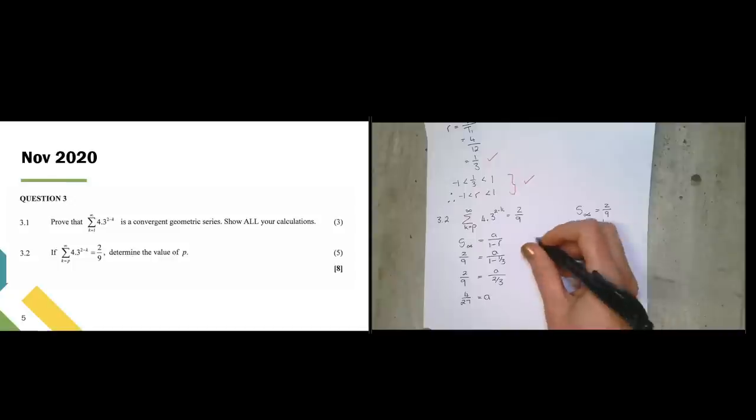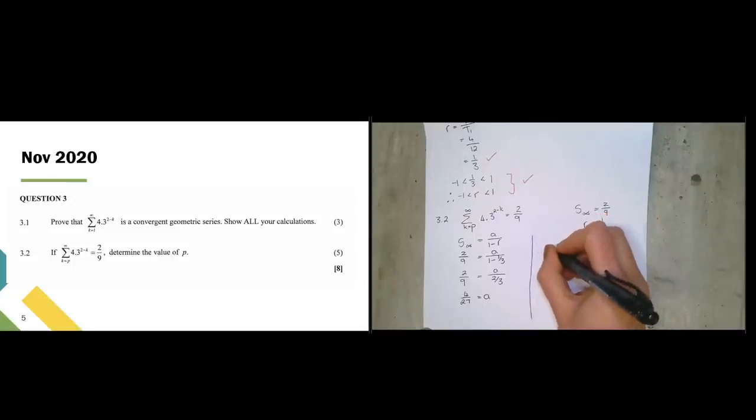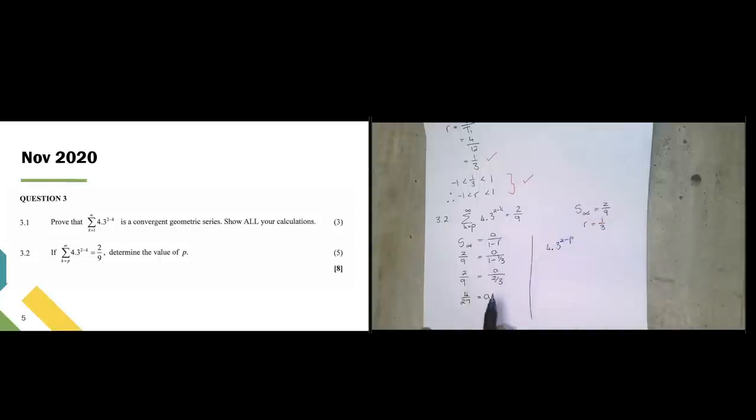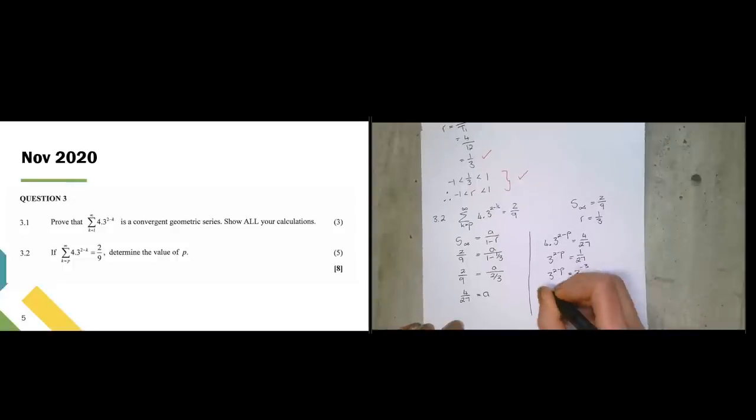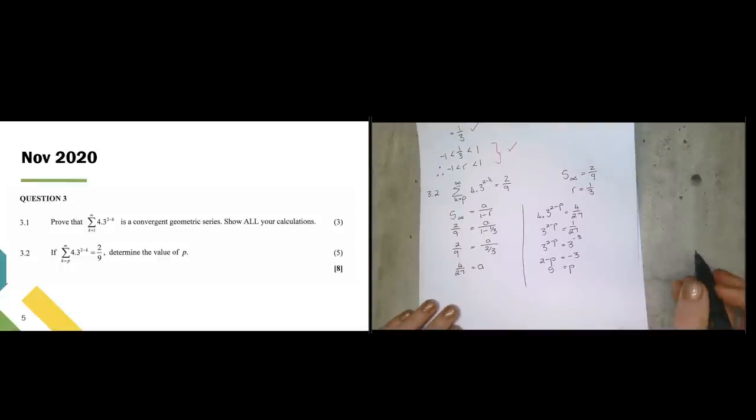I want to know what's the first number. So I'm going to go 4 times 3 to the power of 2 minus. I don't know what the first number is. I'm going to make it the p, they say. But I know I must get an answer of 4 over 27. And now I can solve my equation. Divide by 4 both sides first, so 3 to the power of 2 minus p equals 1 over 27. Remember, 1 over 27 is 3 to the power of negative 3. If your bases are equal, your exponents are equal, so 2 minus p is equal to negative 3, so p calculates to be 5.